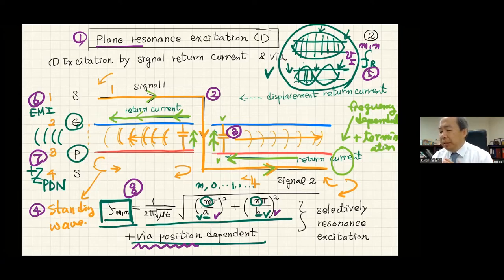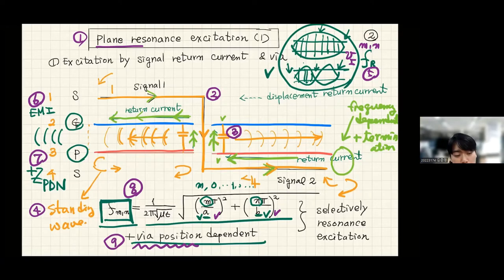Very complicated issue: from planar structure number 2, return current number 3, displacement current number 4, standing wave generation number 5, field distribution number 6 and 7, EMI and PDN number 8, resonance frequencies number 9, and VRDP. Many subjects are involved here. Would you shortly summarize this slide for me?